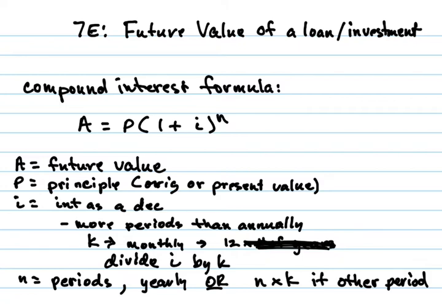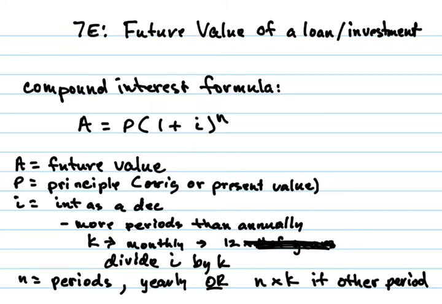Yes? Wait, so if K is 5, do you divide i and multiply n by 5? Yeah, right. You divide i by 5 to get the interest rate, and then you multiply n by 5 to get the number. It's the same multiplier, right? One divide, one multiply. Okay? So your interest rate is going to get smaller because you've got smaller pieces, right? But the number of compounded periods is going to get bigger because you have more of them.